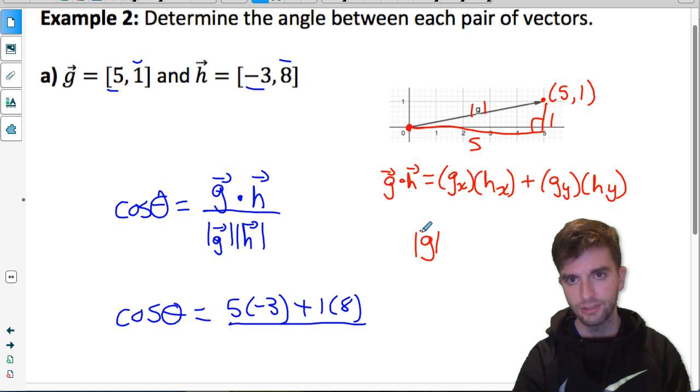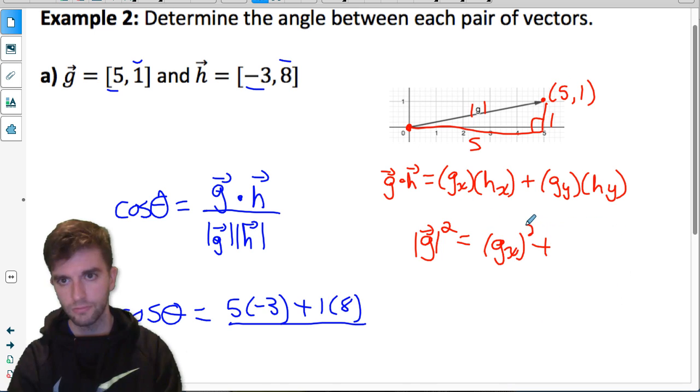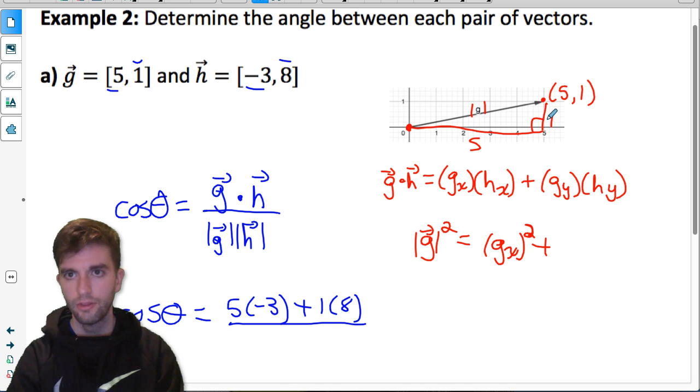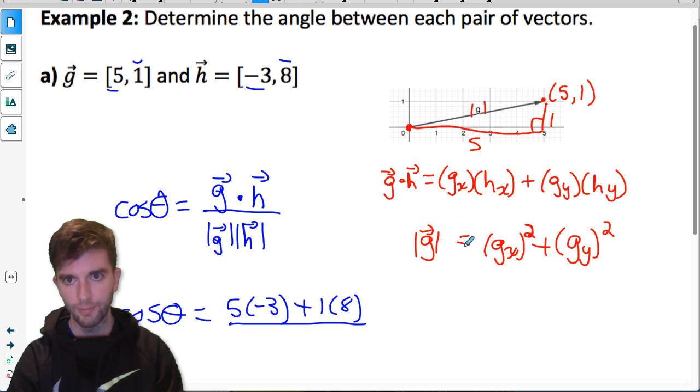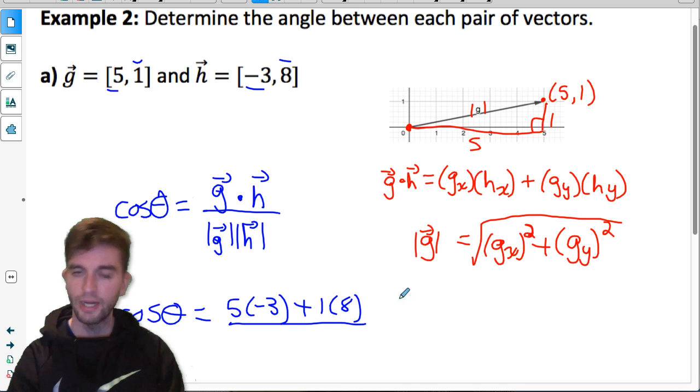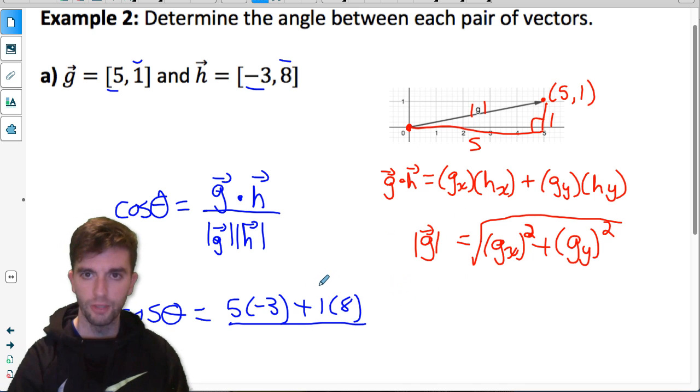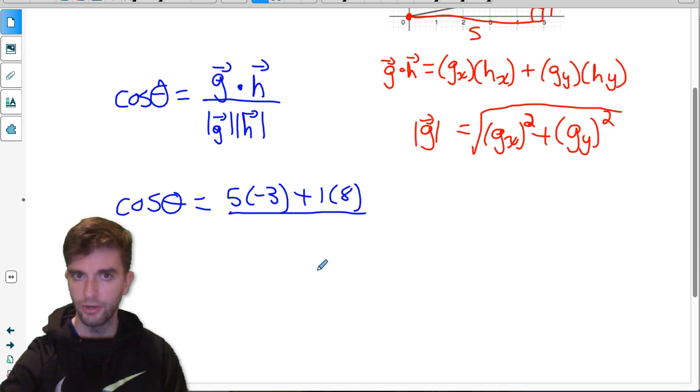The magnitude of vector g squared would equal the magnitude of this side squared, which is equal to whatever the x component is. So the x component of vector g squared plus the magnitude of this side squared, and this side is always going to be equal to the y component of the vector. And then I could isolate the magnitude of vector g by square rooting both sides, and I would get the magnitude of vector g equals the square root of the x component squared plus the y component squared. And we came up with this formula back in lesson 1, I just wanted to remind you about it now.